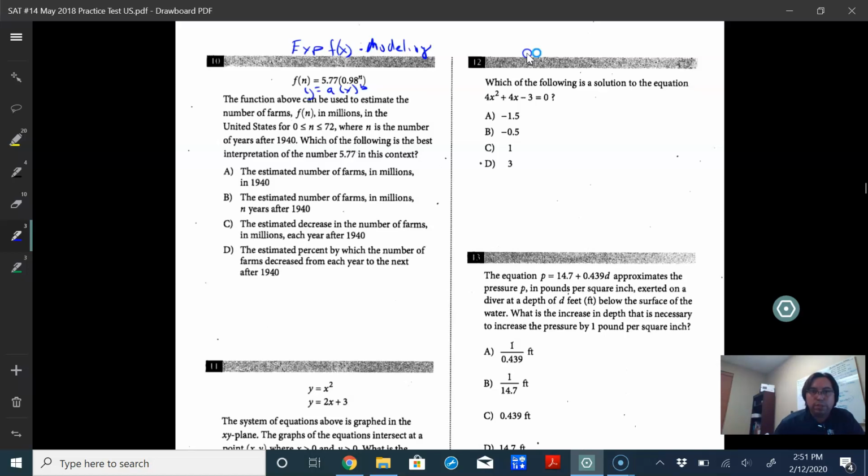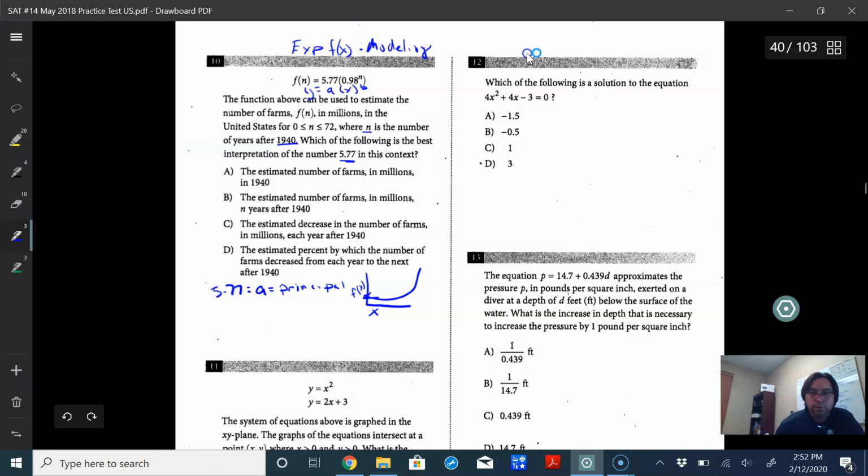So looking, it says in millions, United States for 0 to n, where n is the number of years after 1940. So n is a representation of years. Which of the following is the best interpretation of the number 5.77 in this context? Well, we can see that 5.77 is equivalent to a here. Remember, a represents what we call the principal, or what we happen to start off with. Remember, if we're talking about exponential functions, we have x, and then we have f of x, which is the same thing as y.